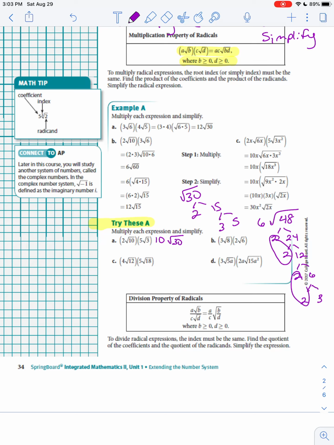Now I want to circle my primes that are doubles, and so that's going to be 2 times 2 times the 6 that's already out there. So 2 times 2 is 4, times 6 is 24, and then there's a 3 left inside. So we multiplied and then we simplified, and our final answer is always in simplest form.